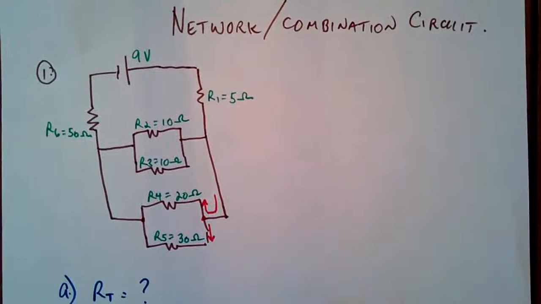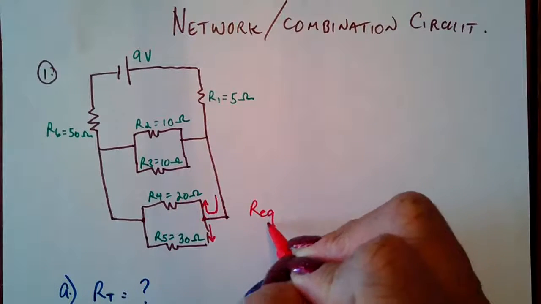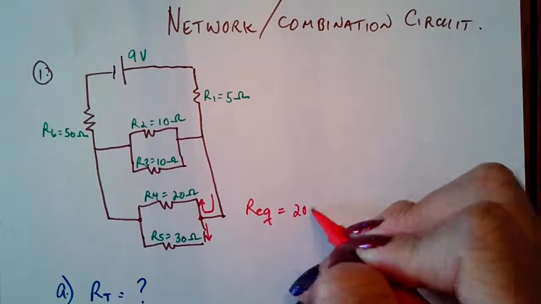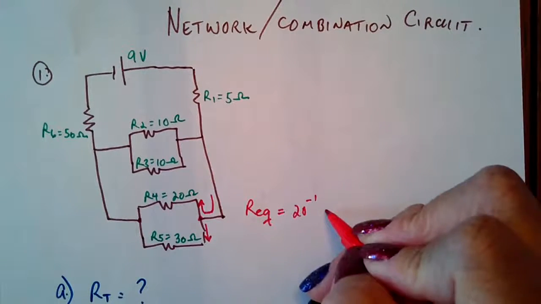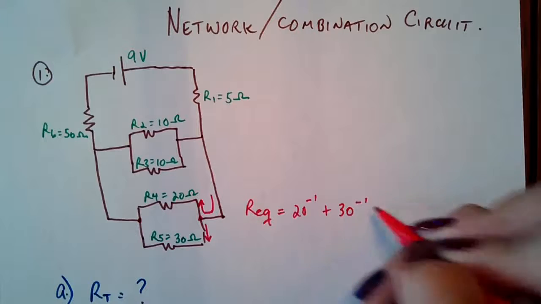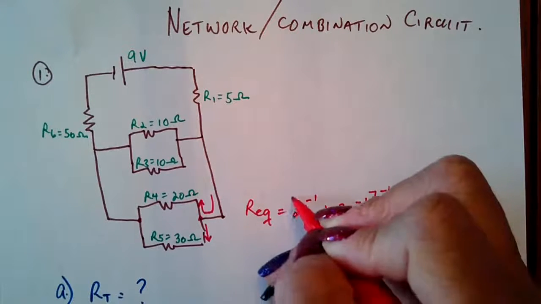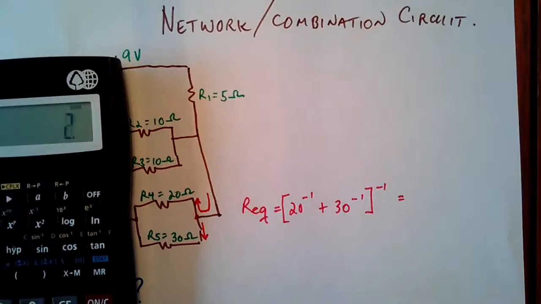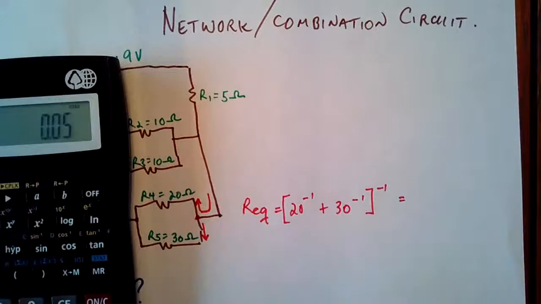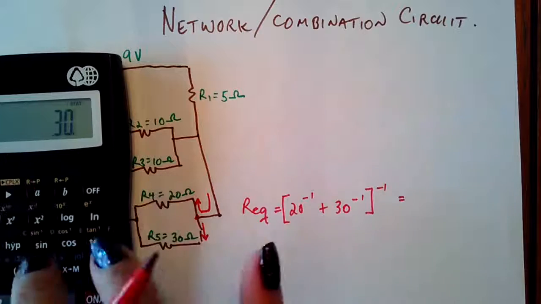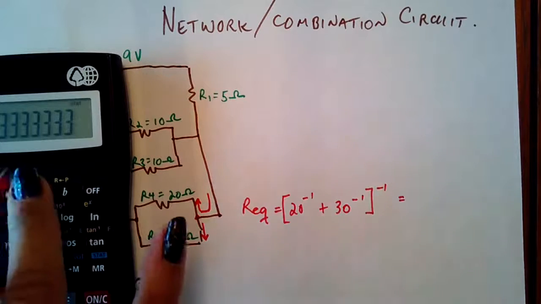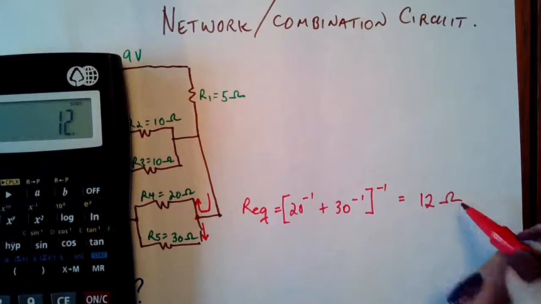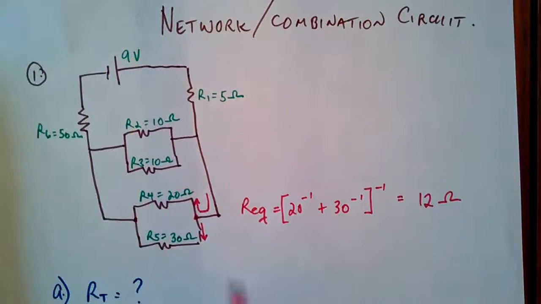So I'm going to take the equivalent resistance of these two. So this will be 20^-1 plus 30^-1. And then you're going to take the inverse of that as well. So we're going to go 20^-1 plus 30^-1, and then inverse that one more time. And you have 12 ohms for that equivalent resistance.